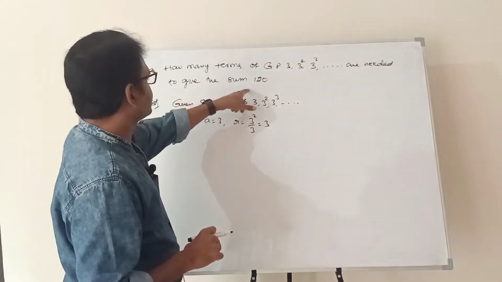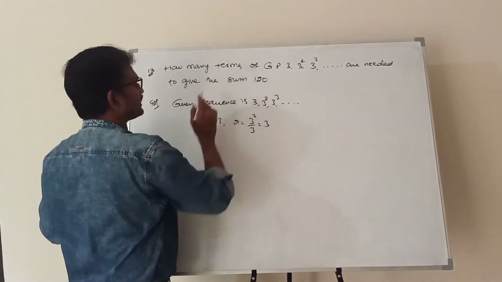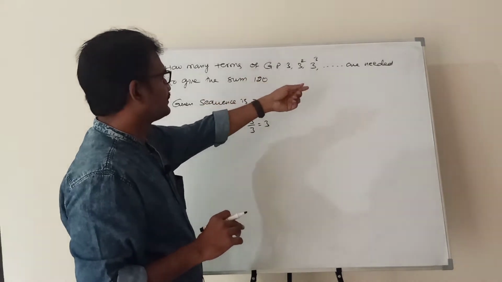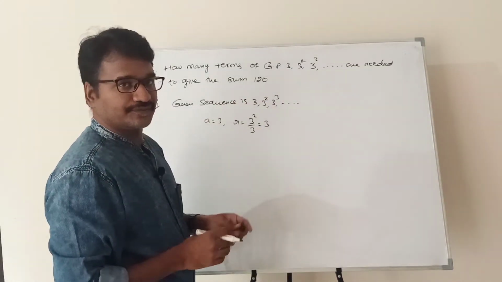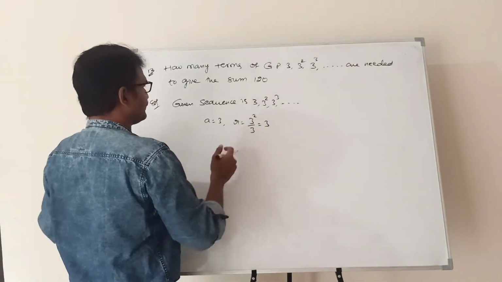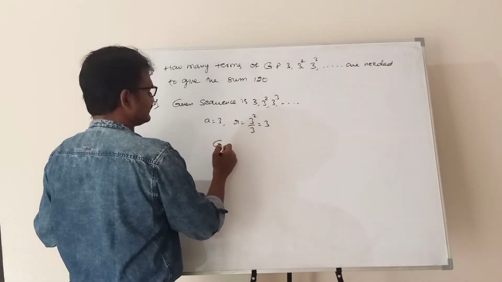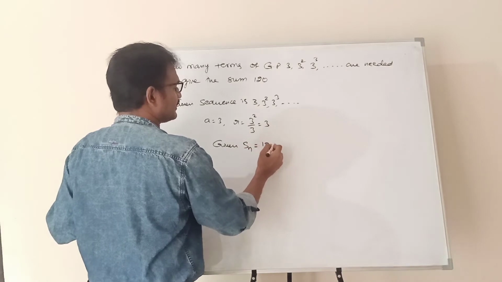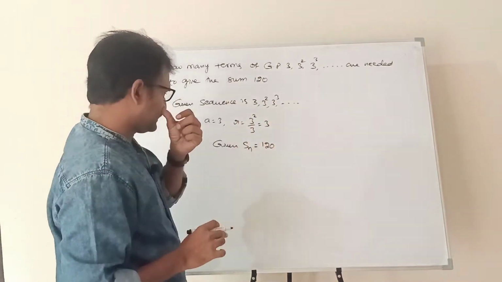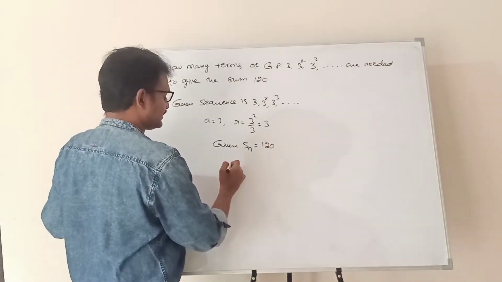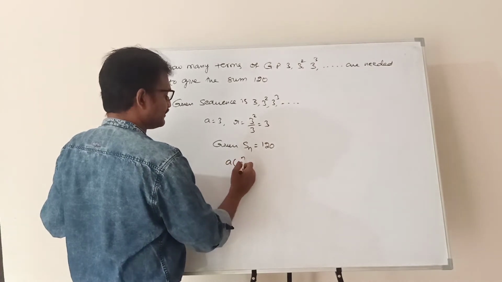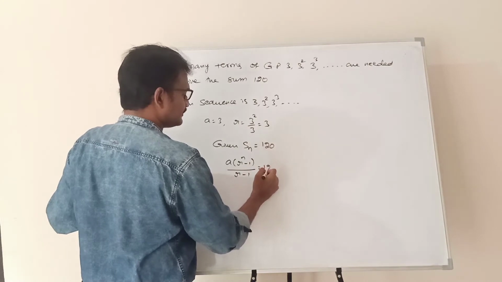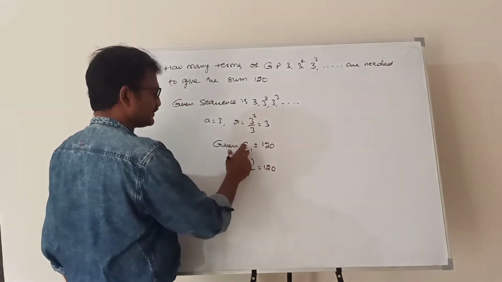Next, what is given? The sum is given, and how many terms are needed, that means the n value. How many terms means the n value. What is the n value if the sum is 120? So given Sn is equal to 120, the sum of n terms is 120. So what is the formula for the sum of n terms? a into r power n minus 1 by r minus 1 is equal to 120. This is the formula for Sn.